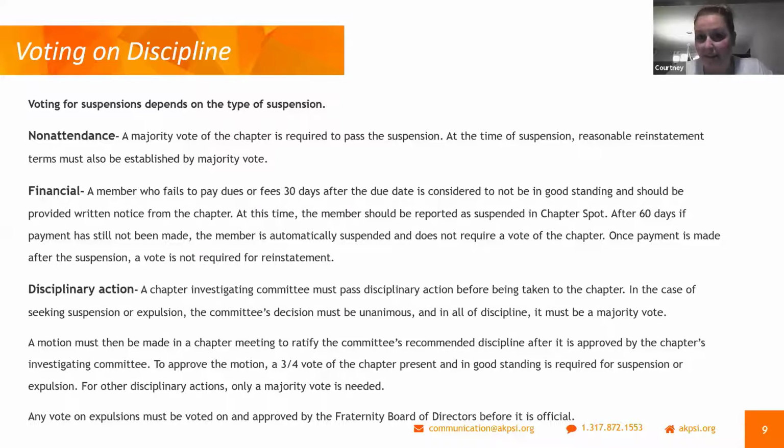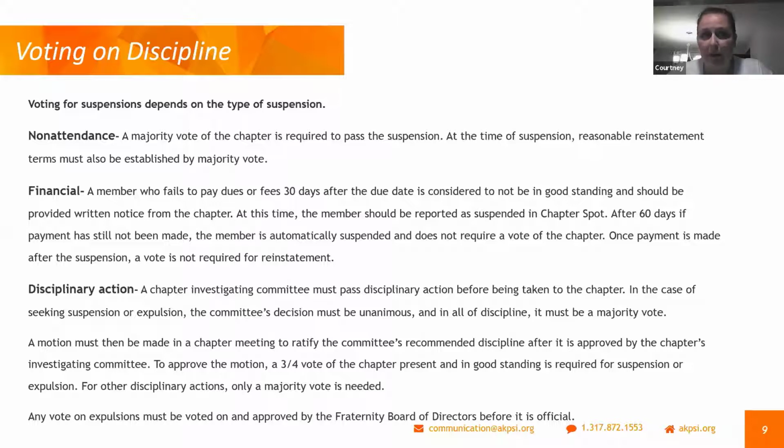Non-attendance is kind of self-explanatory. You do need a majority vote for the entire chapter. The big thing that's said here is reasonable reinstatement terms. At the end of the day, when you change the individual's status in ChapterSpot, you're going to have to put in the reinstatement terms, and you have to have reasonable reinstatement terms.